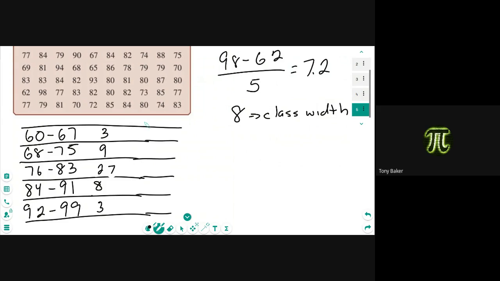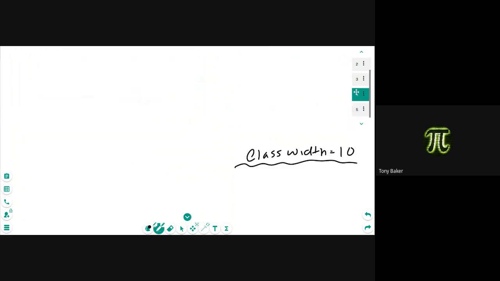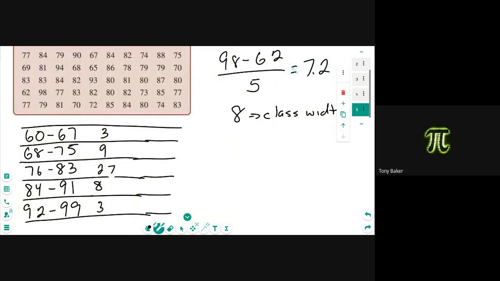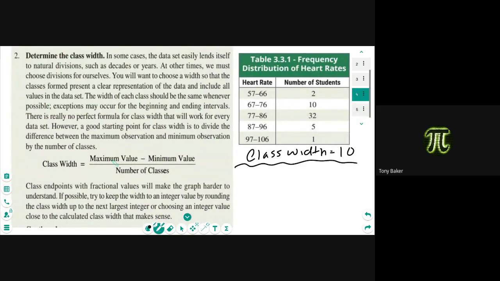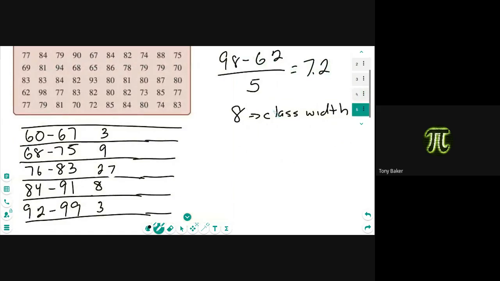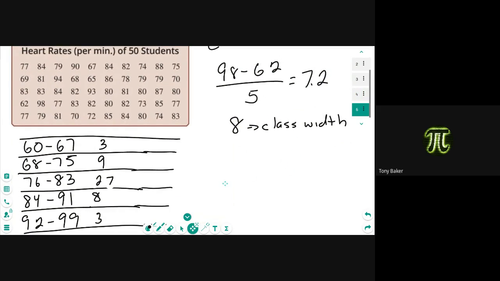Yes. Still a little confused about the class width. So when we calculated the class width, you got a 7.2 using the formula for class width, which was just the maximum value minus the minimum value divided by however many classes you want. So at that point, you can choose what you want your class width to be.